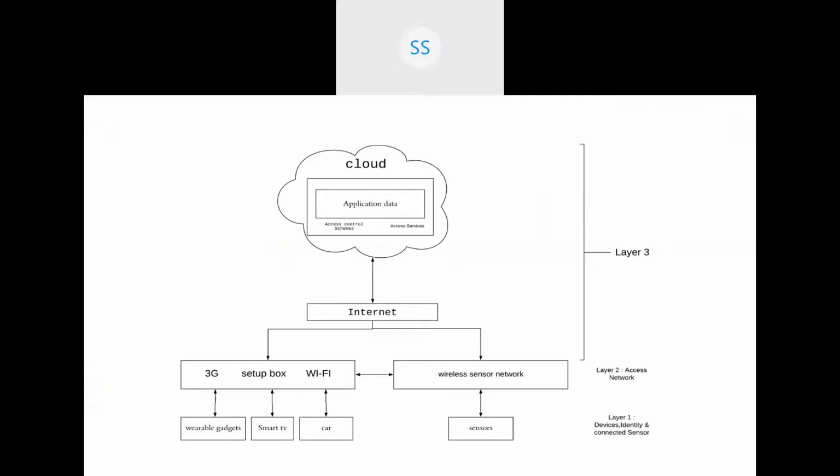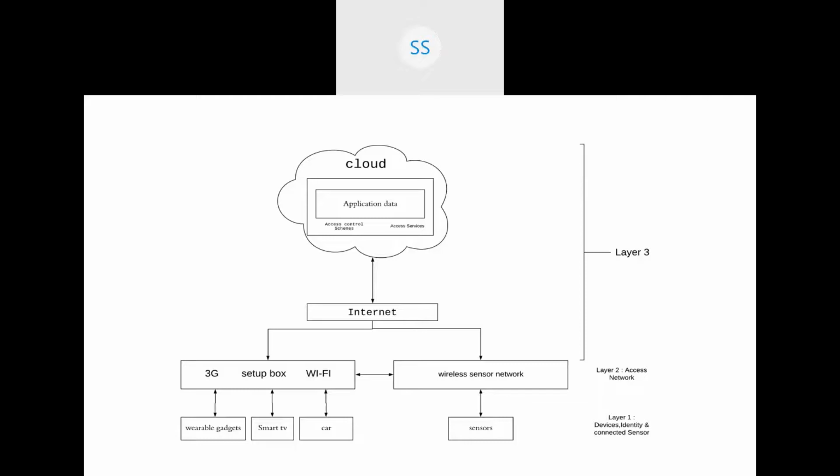The first layer is where your sensors or actuators are connected through devices. That means in the lower line you can see the wearable gadgets, smart TV, car sensors. These consist of layer one, and in layer two you have the access network. And in layer three is where your data will be stored, that is the internet or the cloud. That means you have the sensors in layer 1, and the storage, that is the cloud platform, in layer 3.